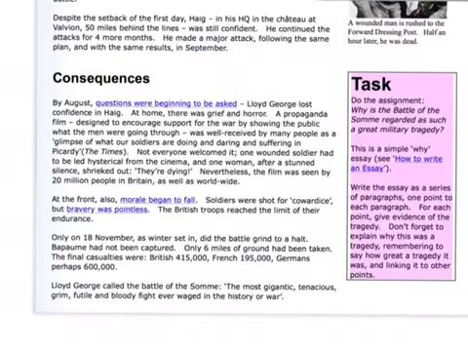18th of November then. As winter set in, here we are, did the battle begin to grind to a halt. The place they were meant to capture, Bapaume, had not been captured. Only 6 miles of ground had been taken. The final casualties were British 415,000, French nearly 200,000, Germans around 600,000. Some sources say 650,000 to 700,000. And Lloyd George calls the Battle of the Somme the most gigantic, tenacious, grim, futile and bloody fight ever waged in the history of war. Right.